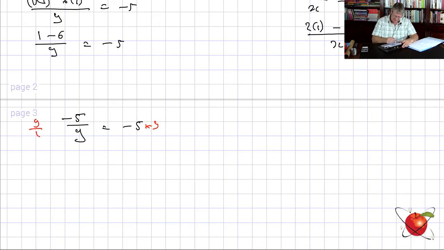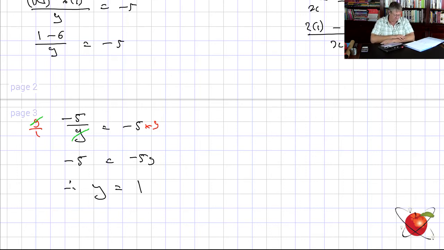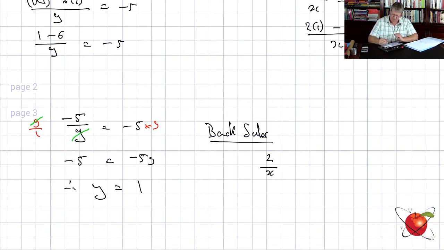Take out my cancelling pens there, and there we go. So we end up with this. Minus 5 equals minus 5y. Therefore, y equals 1. Now, how do I find x? I back substitute. Pick whichever one you like. I just said this is 2 over x plus 1 over y equal to 5. So 2 over x plus 1 over 1 equals 5.